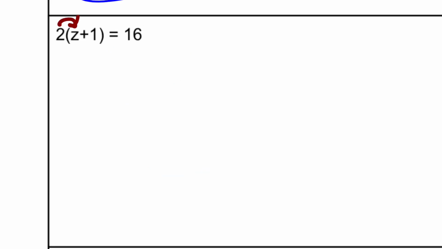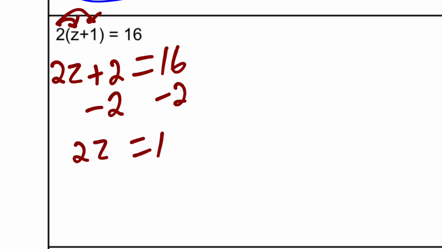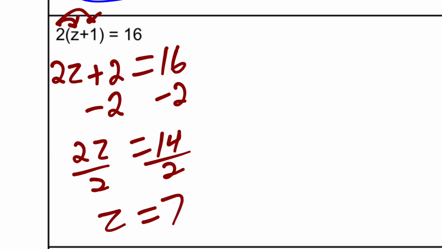A lot of students like to distribute. You could do that. 2z plus 2 is equal to 16. You would then deal with the addition first. 2z is equal to 14. When you divide by 2, you get that z is equal to 7.